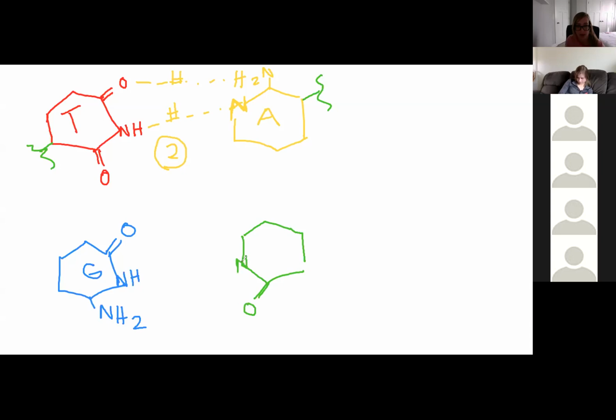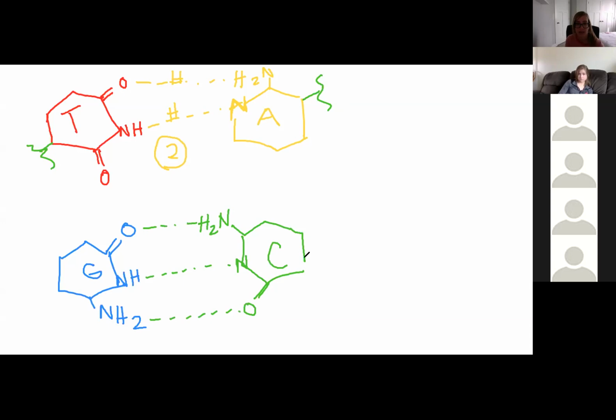And built in there, it's not a carbon. And then we will have, are we starting to see how this works? Is this a little bit clearer now that I've redrawn it?